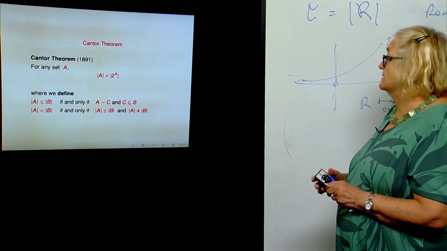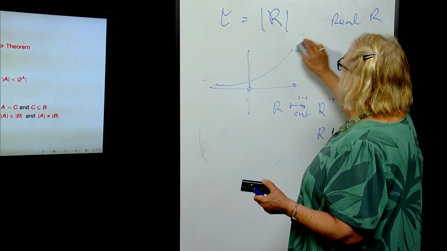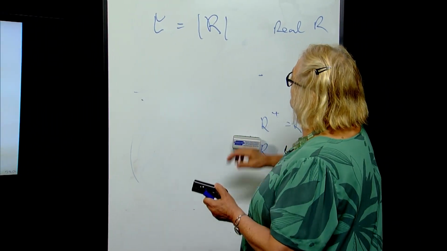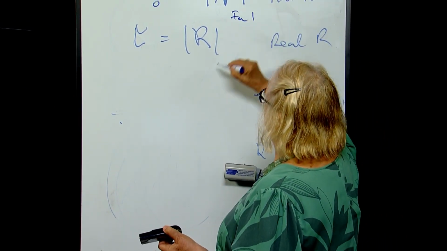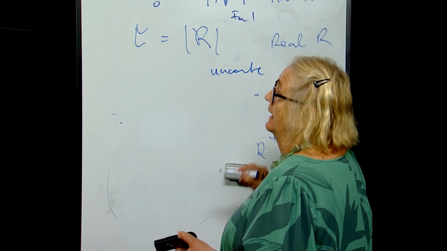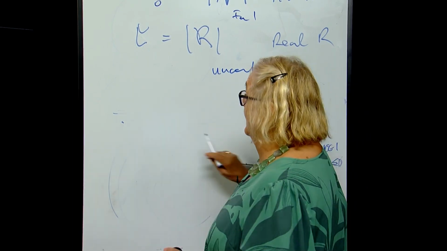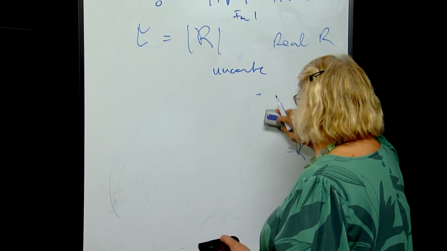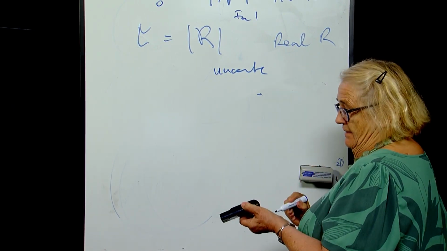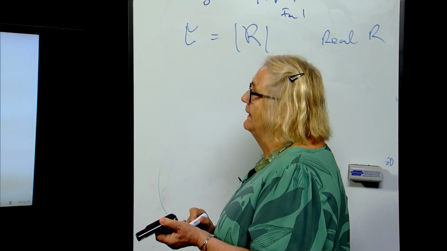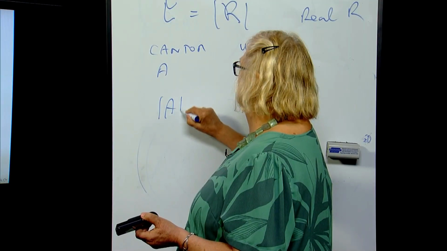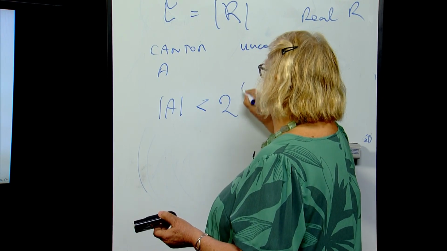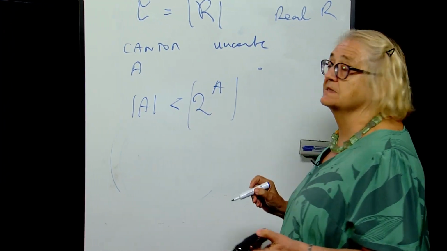Now, the next, so we have different cardinalities: you have aleph 0, you have C, this is infinitely countable, this is uncountable, and we know that Cantor proved an extremely important theorem, that for any set A, the cardinality of A is less than the cardinality of the set of all subsets.